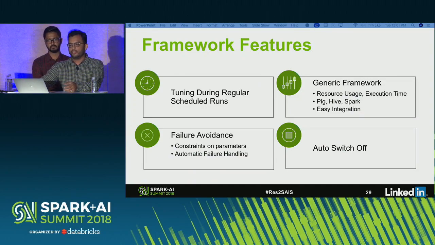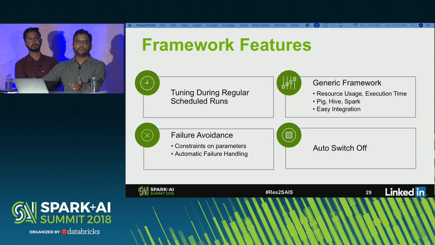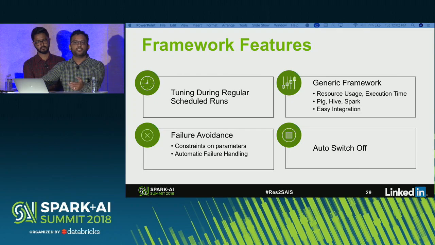First of all, the tuning runs during the regular scheduled runs. There is no extra run that is needed. It all runs in production itself. It is a generic framework, basically generic enough to handle any kind of cost metric, like resource usage or execution time or any other cost function. Also, this can handle any framework like Pig, Hive, Spark. You need to come up with the configuration for different combinations and also the constraints for these combinations. Once you come up with those, you can feed them into the framework and it will start automatically tuning your job.